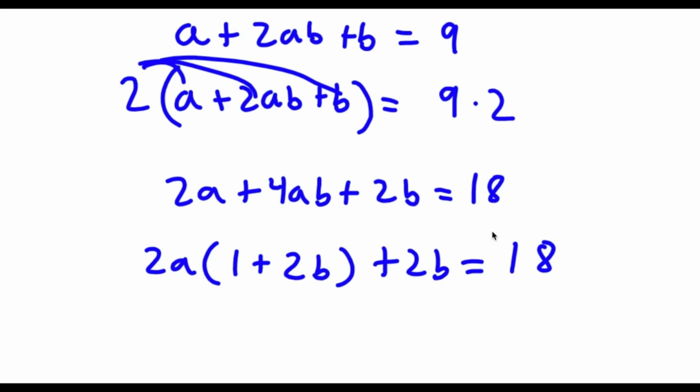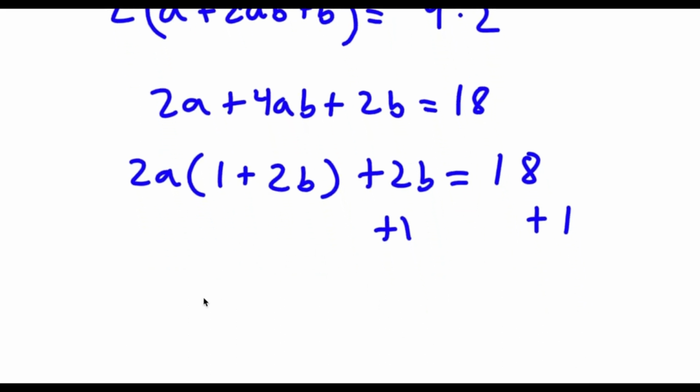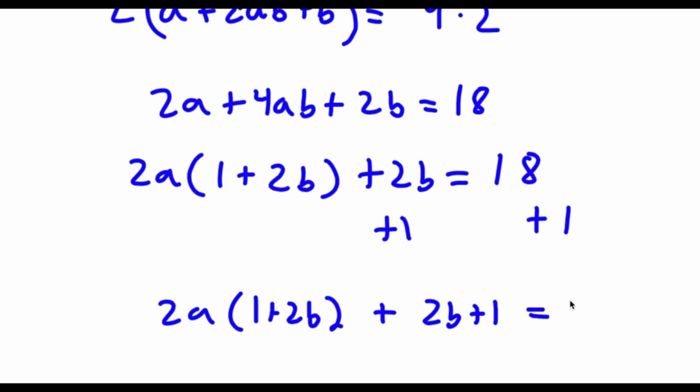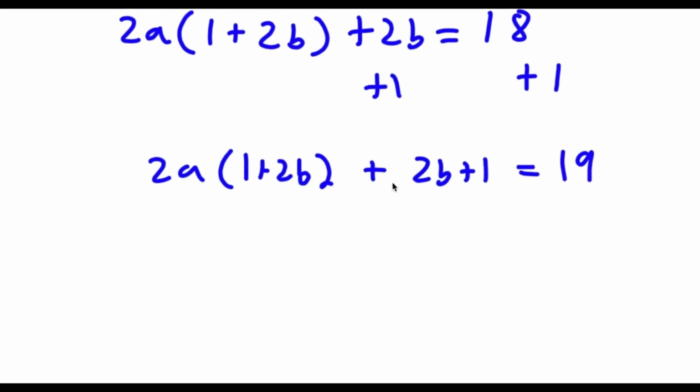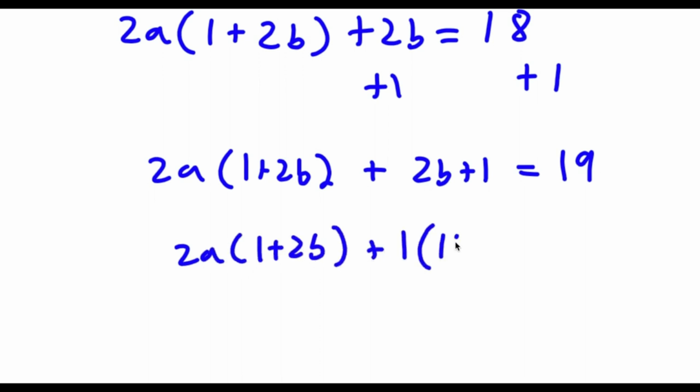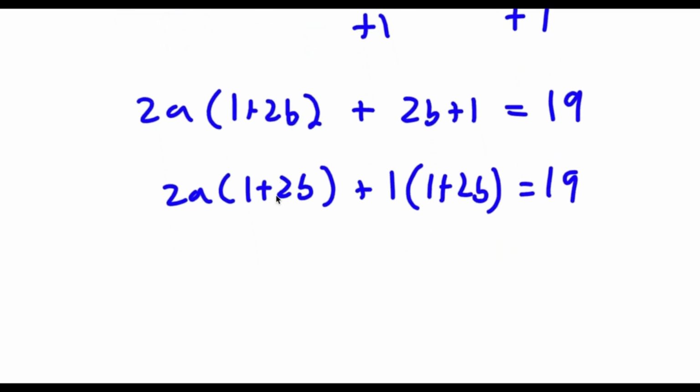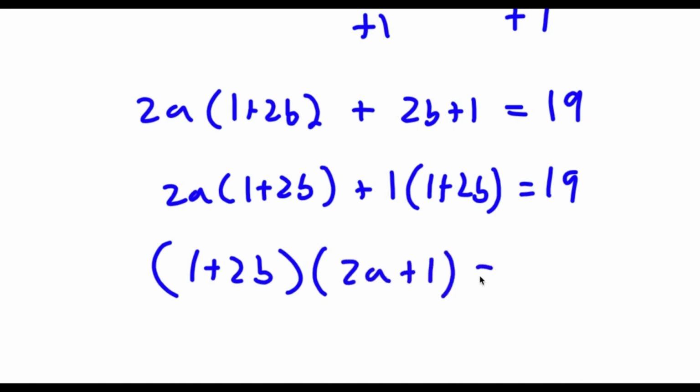Now, I'm going to go ahead and add 1 on both sides. So now I have 2a times 1 plus 2b plus 2b plus 1 is equal to 18 plus 1, which is 19. Now 2b plus 1 we can rewrite as 1 times 1 plus 2b. So now if I factor out 1 plus 2b from here, I get 1 plus 2b times, all that's left is 2a plus 1. And this is equal to 19.